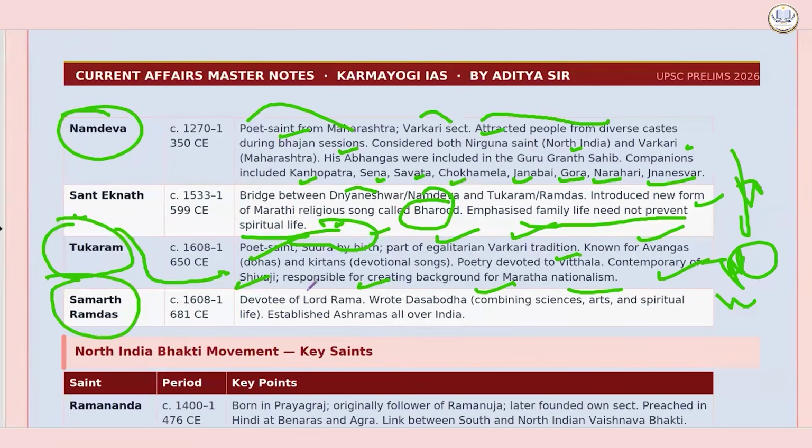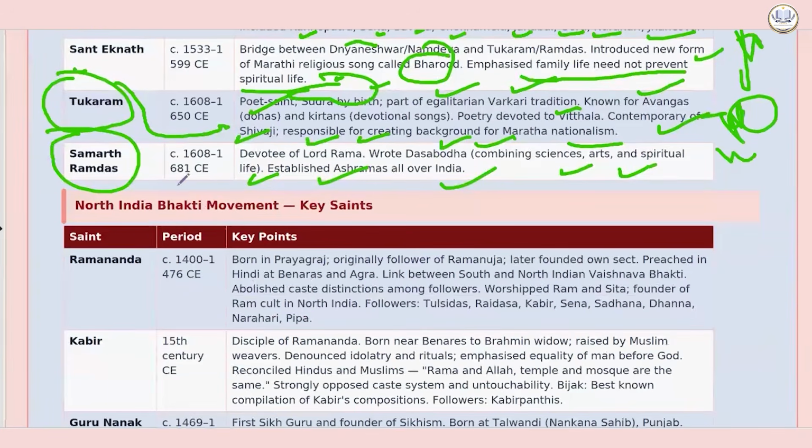Then Samartha Ramdas, a devotee of Lord Ram, wrote Dasabodha, combining science, arts, and spiritual life, and established ashramas all over India. In the North India Bhakti movement, Ramananda played an immense role. He was born in Prayagraj, originally a follower of Ramanuja, later founded his own sect, and preached in Hindi at Banaras and Agra. He linked South and North Indian Vaishnava Bhakti, abolished caste distinction among followers, worshipped Rama and Sita, and was the founder of the Ram cult in North India. His followers were Tulsidas, Raidas, Kabir, Sena, Sadhana, Dhanna, Narahari, and Pipa.